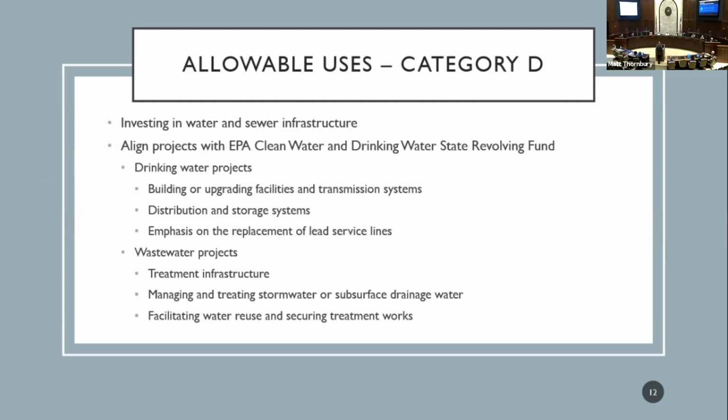Moving on to category D, this is an investment in the various infrastructures, water and sewer and broadband. It's presumed that projects that are aligned with EPA clean water and drinking water would also be eligible uses of these funds for our water and sewer projects. So there's a number of drinking water and wastewater projects that seem to fit in some of the capital programs that we have currently.